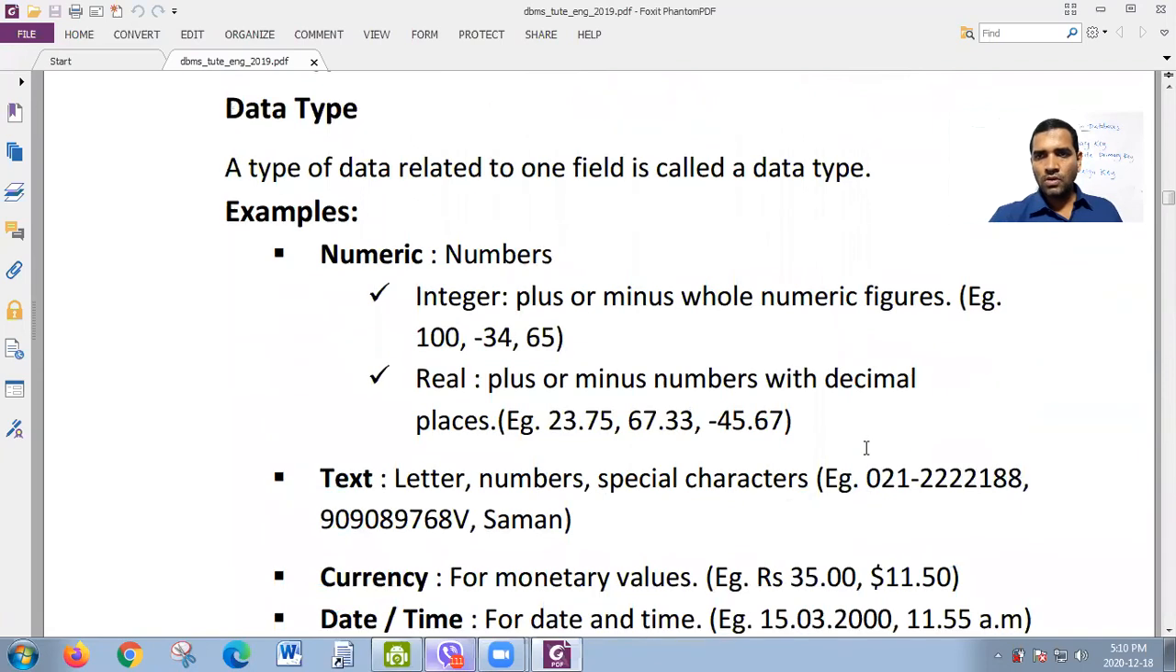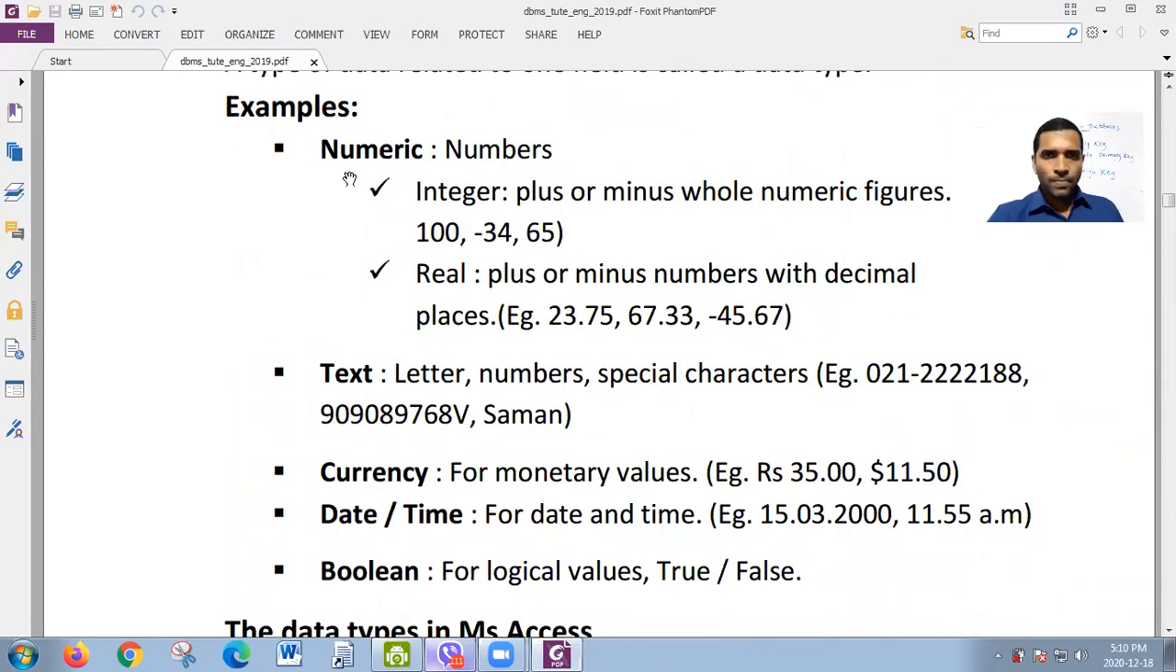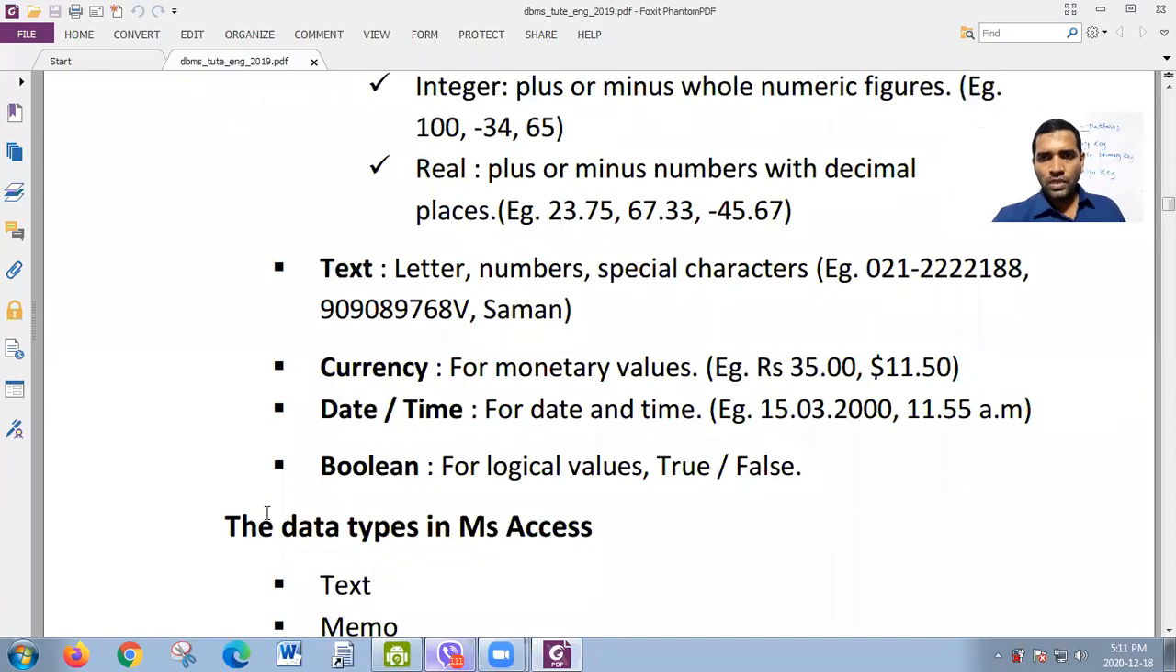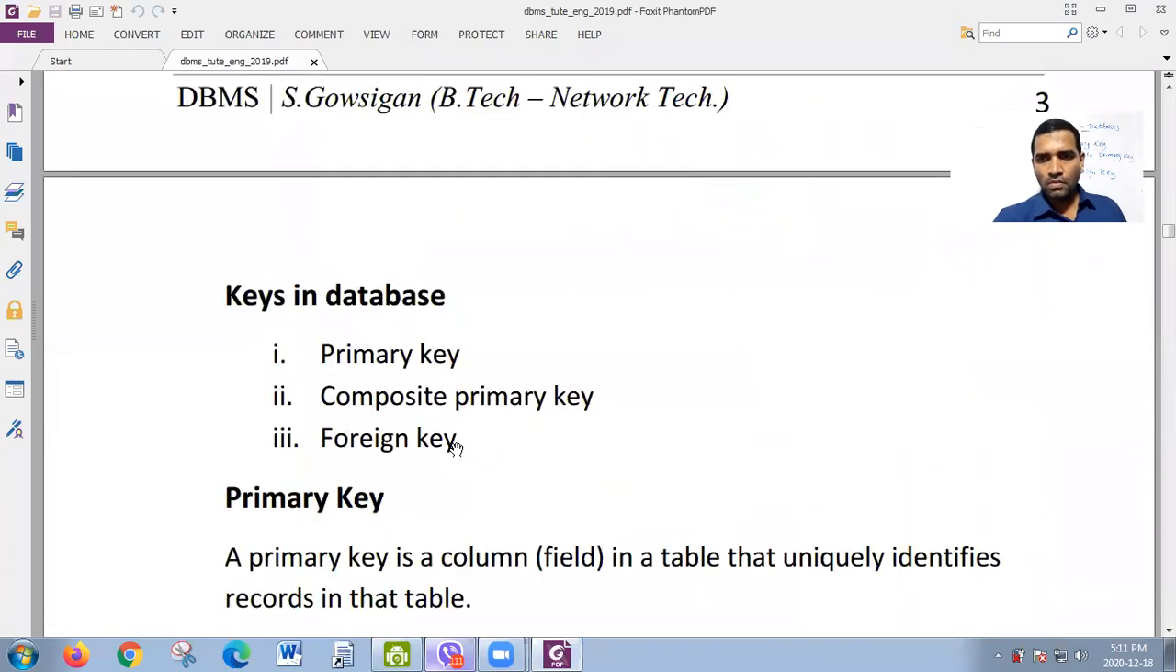Then we discussed data types. We have numbers. Numbers can be integer or real, which means whole numbers, right? Whole numbers are called integers, plus or minus, positive or negative, doesn't matter. Decimal numbers, numbers with decimal points, can be called real numbers. But both of them are numbers. So don't take integer as one data type and real as another. Both are included in number. Text, currency, date or time, Boolean.